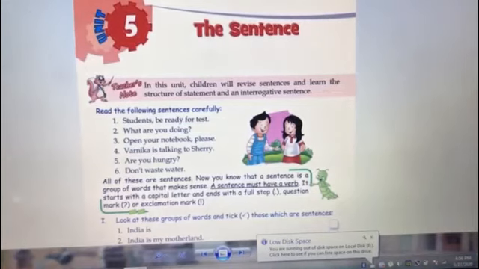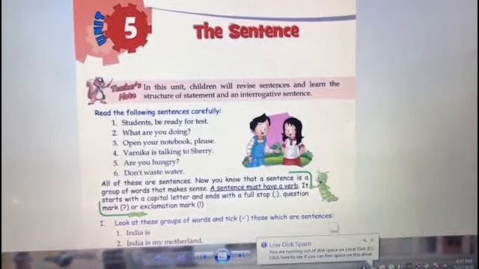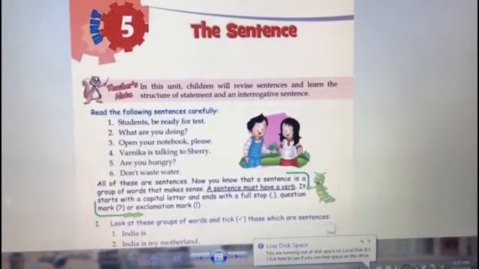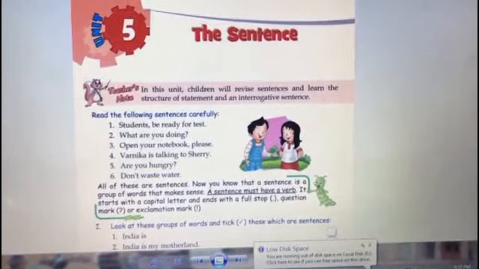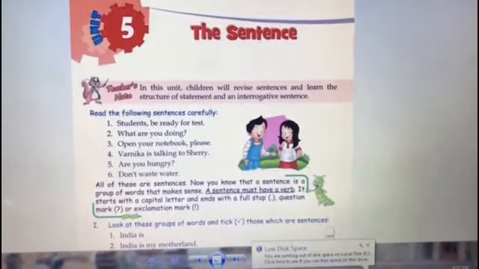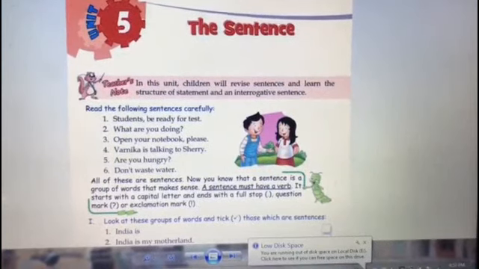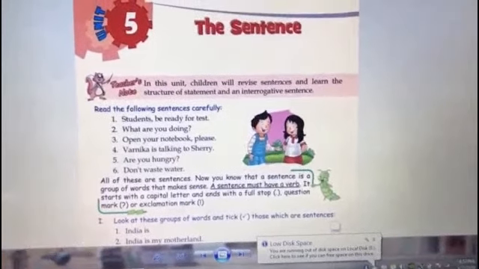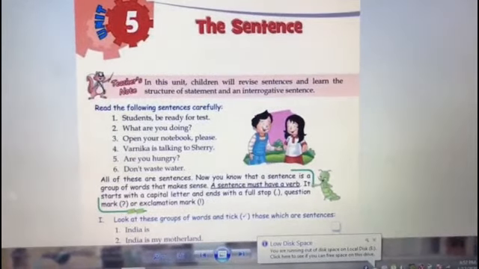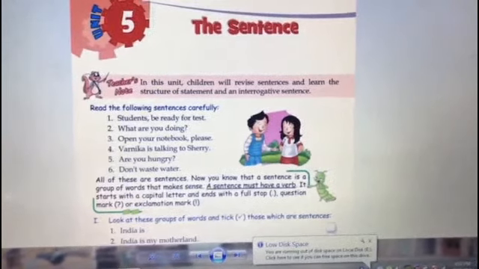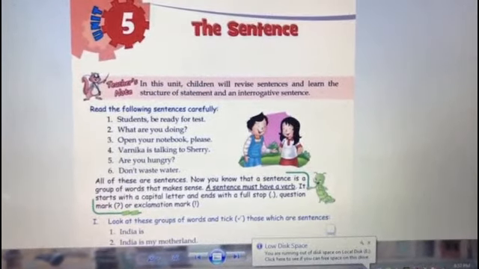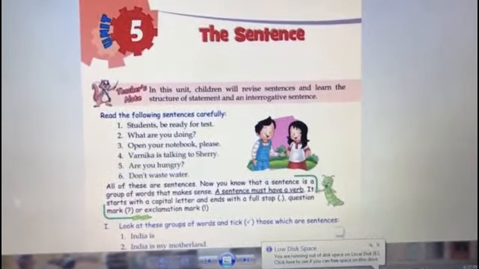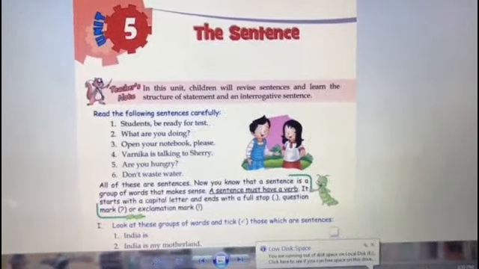Children, in earlier classes, you must have learned how to form words with alphabets. There are 26 alphabets, so you had learned how to make small words with those alphabets. In class 2, you used those words to form small sentences. For example, I like chocolates, I love playing cricket. But in class 3, you will learn how to make big sentences with those words.